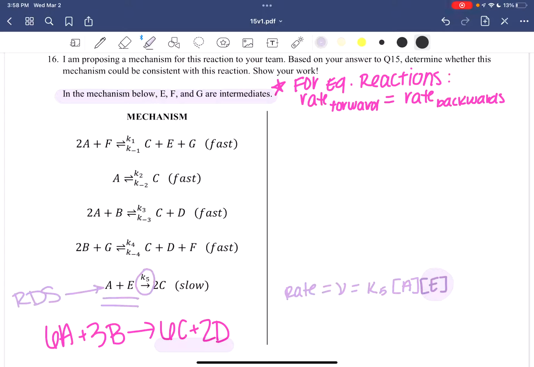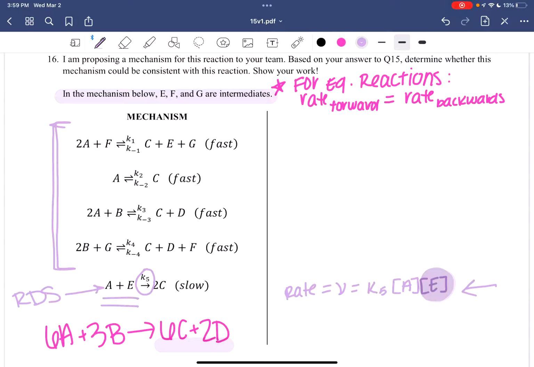Because we have this intermediate E here in our rate law, we're going to need to figure out the rate laws for all of these other faster mechanism steps so that we can substitute them in one at a time to get rid of any intermediates that pop up once we start doing this substitution. So we're going to go ahead and start writing these rate laws.